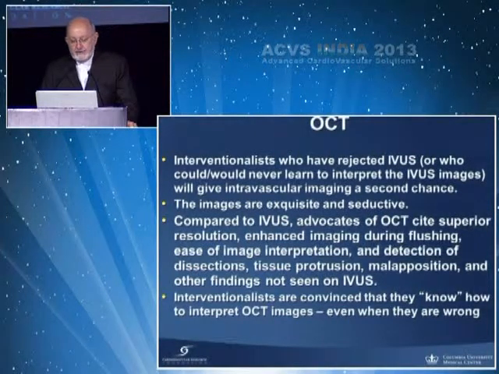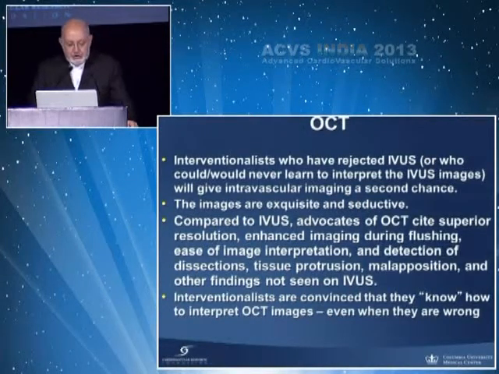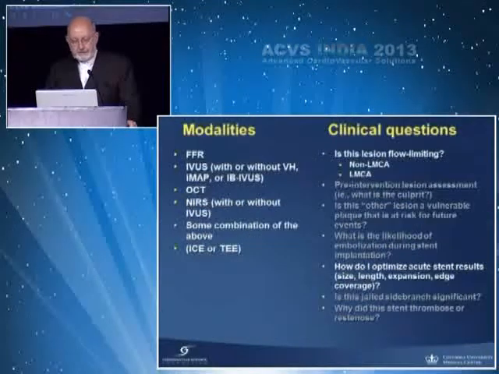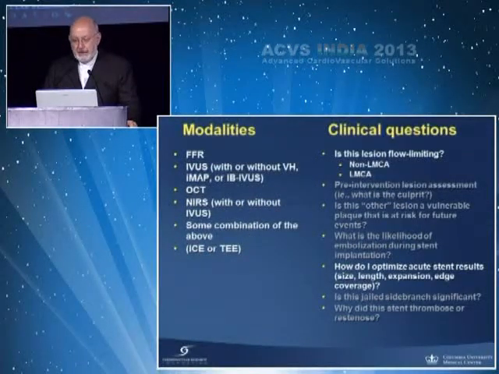Compared to IVUS, advocates of OCT cite superior resolution, enhanced imaging during flushing, ease of image interpretation, and detection of dissections, tissue protrusion through stents, malposition, and other findings not seen on IVUS. And interventionalists are convinced that they know how to interpret the OCT images even when they are wrong. There are many clinical questions that we must answer in the cath lab. I've listed a few of them on the right, but the two most important are whether a lesion is flow limiting and how do I optimize acute stent results.